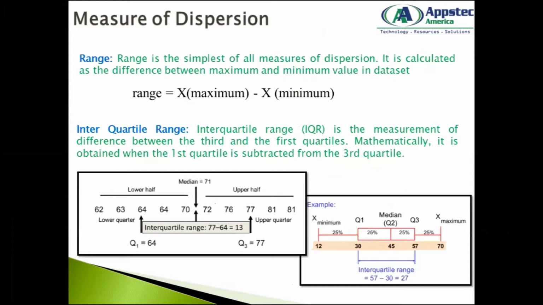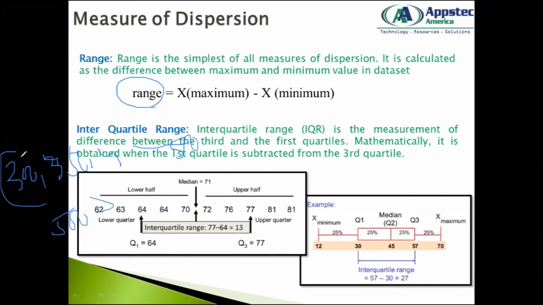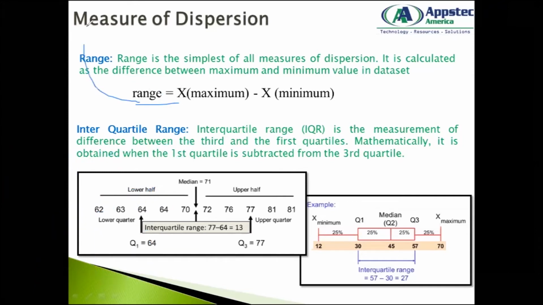The simplest, easiest of all the measures of dispersion is range. Range is calculated as the difference between the maximum and minimum value. So if I give you a number set of, let's say, 300, 350, 400, 450 and so on, how will you calculate the range? You take the maximum value, which is 500, and subtract the minimum value, which is 300. So the range of this series is 200. As simple as that. Range is x maximum minus x minimum. This is one way to calculate a kind of dispersion.